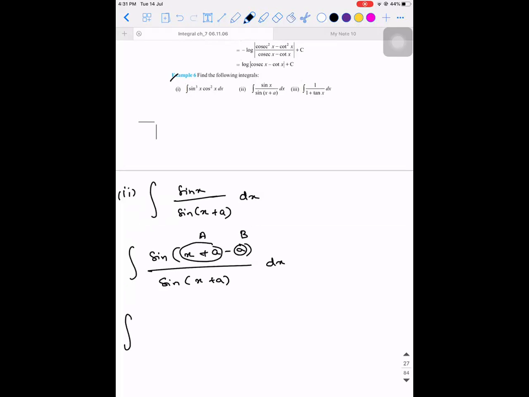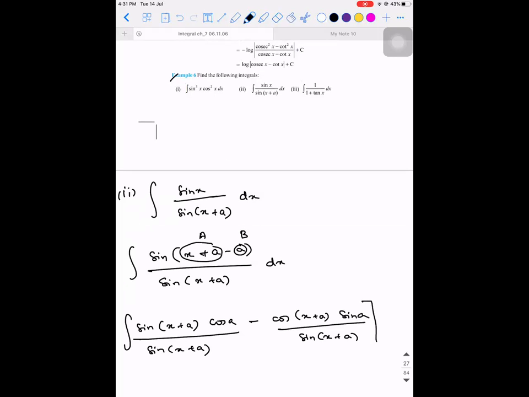Then what will you get? Integral of sin A cos B minus cos A sin B, where A is x plus a and B is a, so sin of (x plus a) cos a minus cos of (x plus a) sin a. The whole is divided by sin of (x plus a); I am splitting the denominator across each term. Right? So this whole thing into dx is going to come.